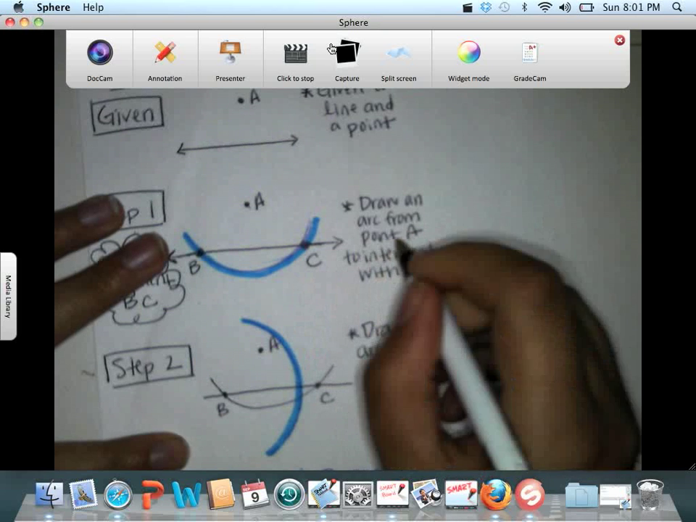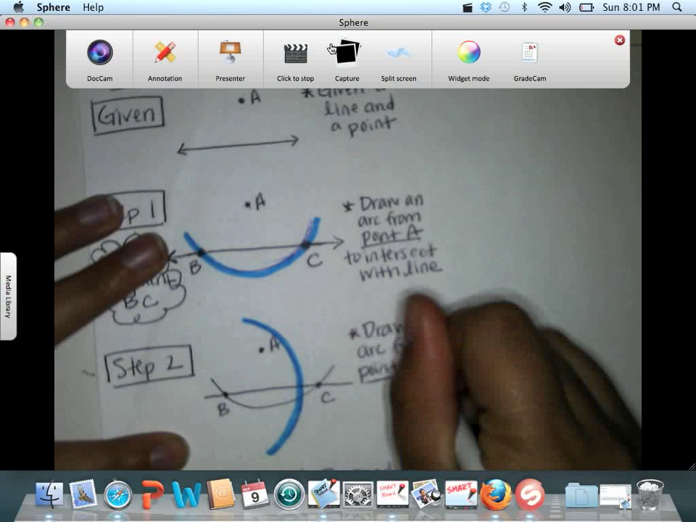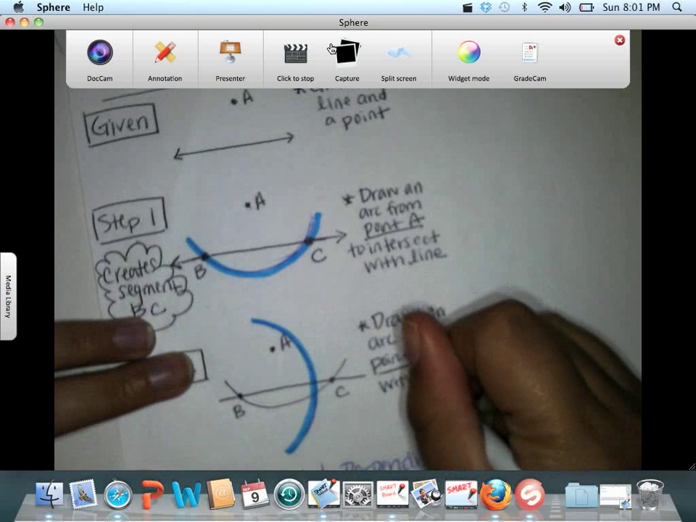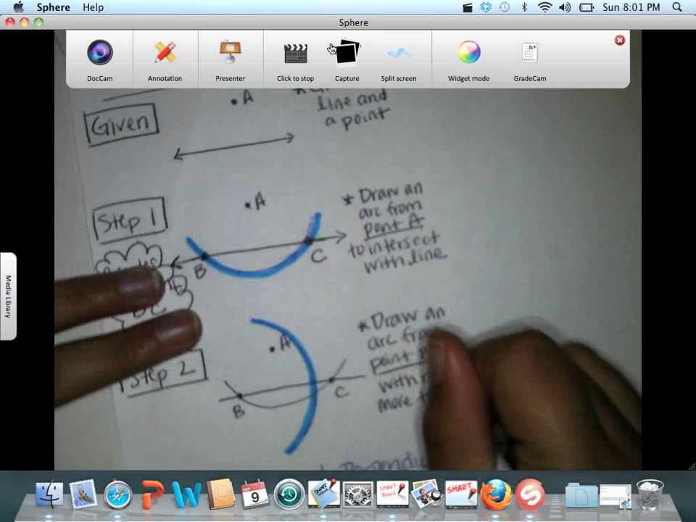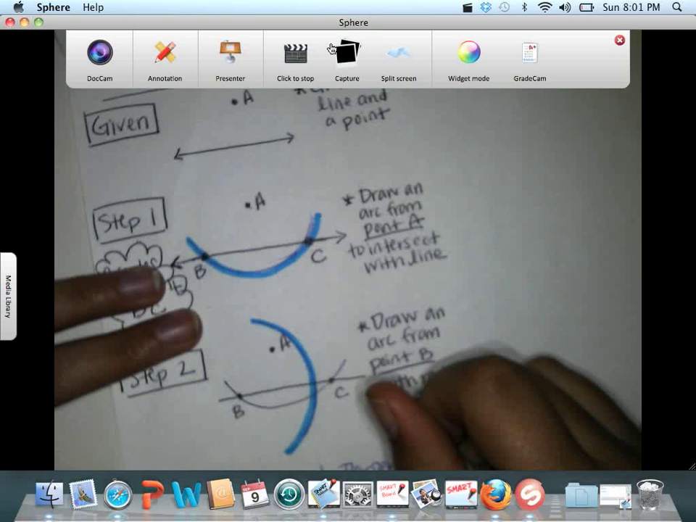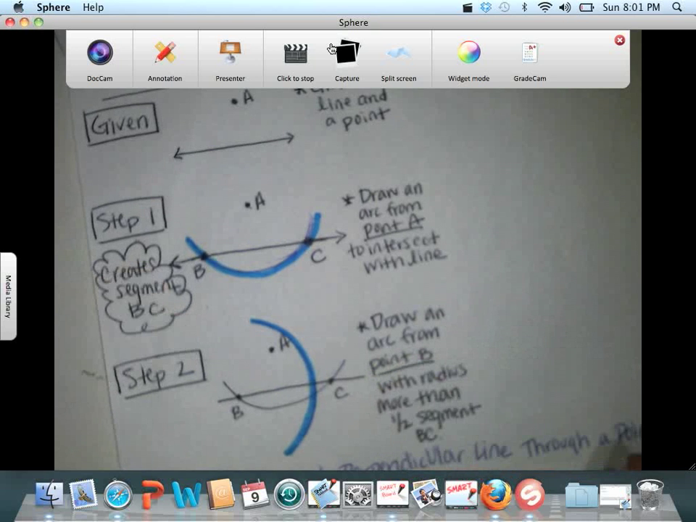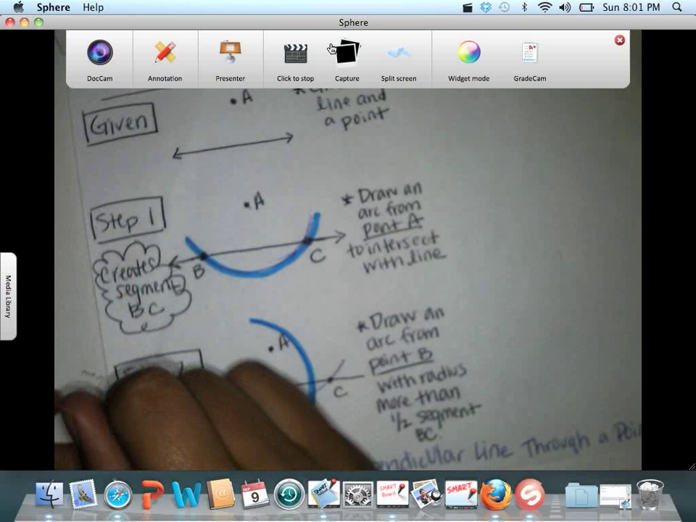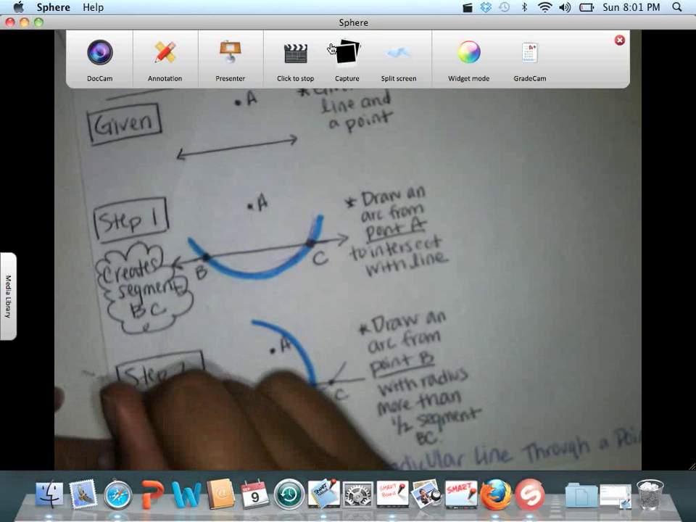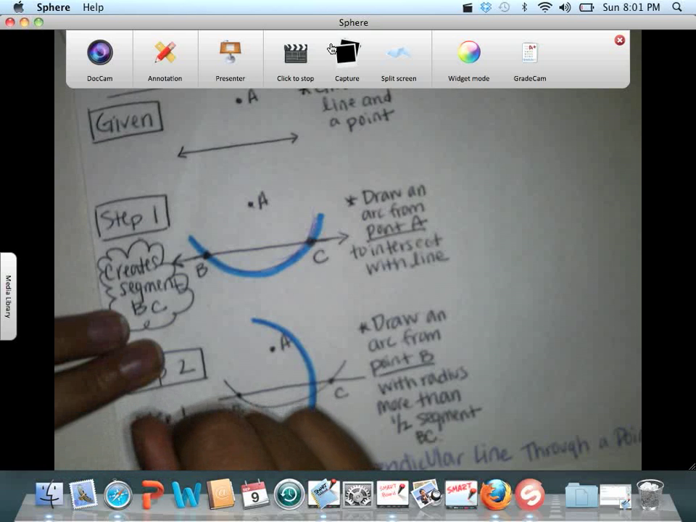from, now notice this one was from point A, this time it's from point B with radius more than half segment BC. Okay? And remember, this is step 1 of perpendicular bisector construction.